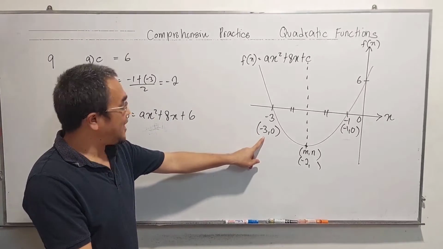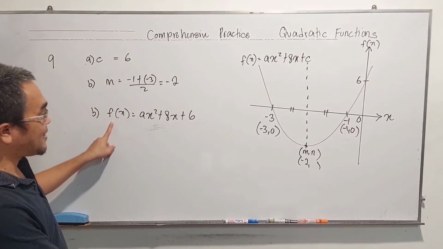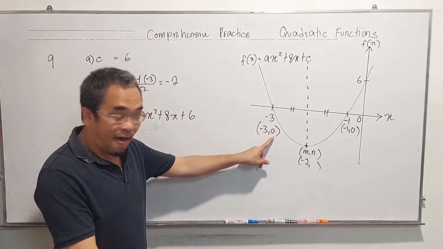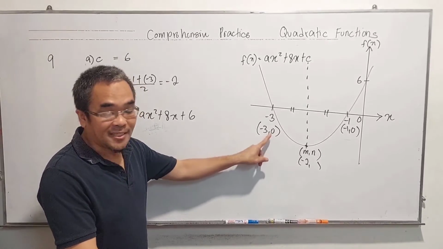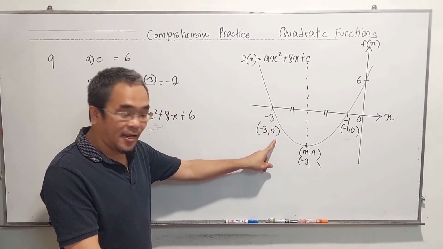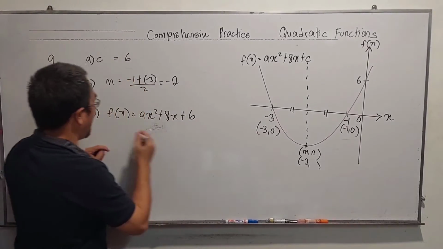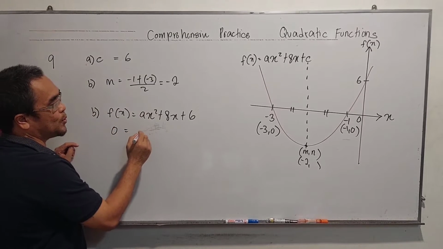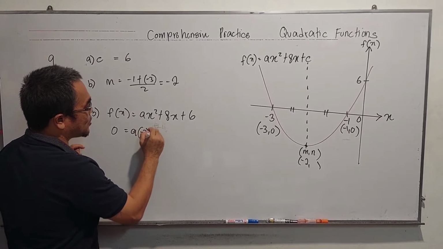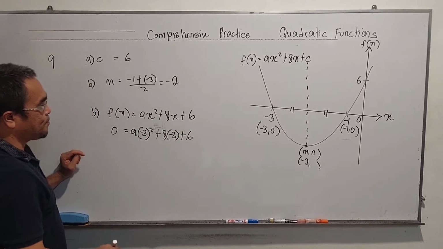So for -3, x is -3 and f(x) is 0. f(x) is 0, not x. X is -3. f(x) is just like y: x and f(x), or x and y. So let's say I pick this coordinate. 0 equals a times -3 squared plus 8 times -3 plus 6.